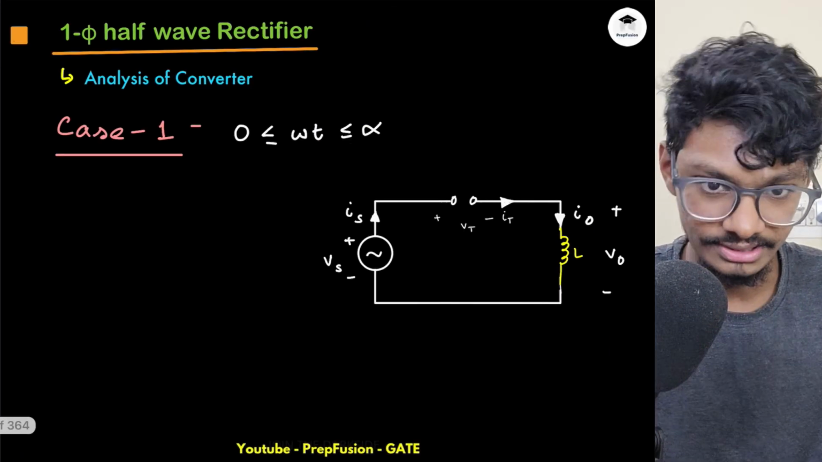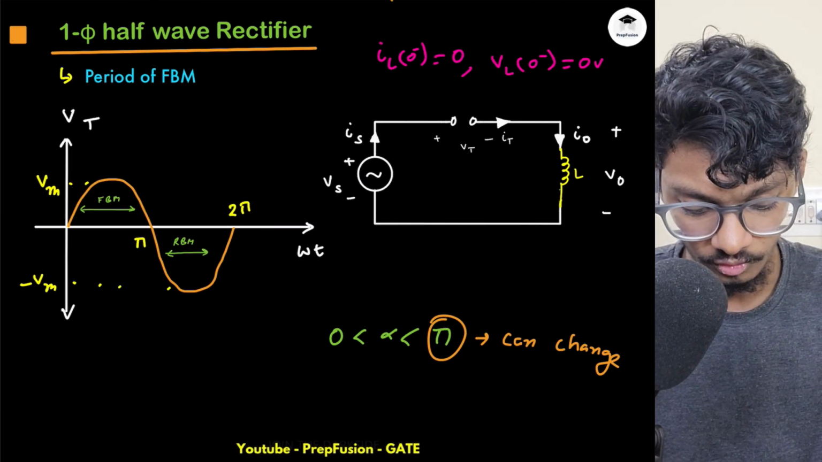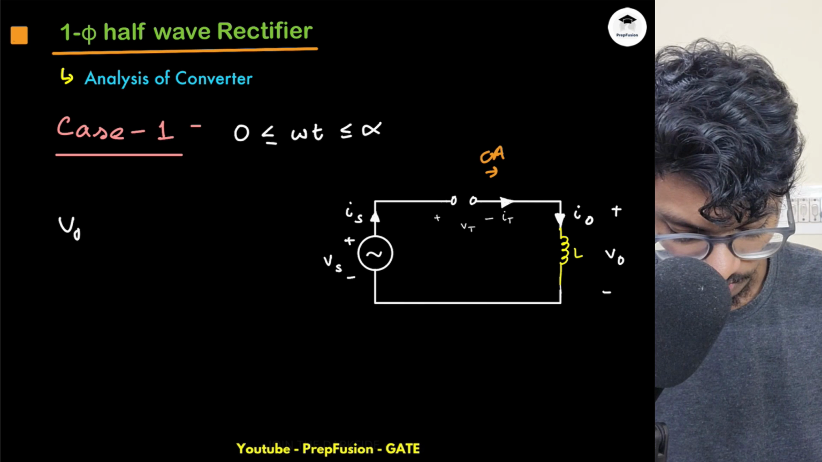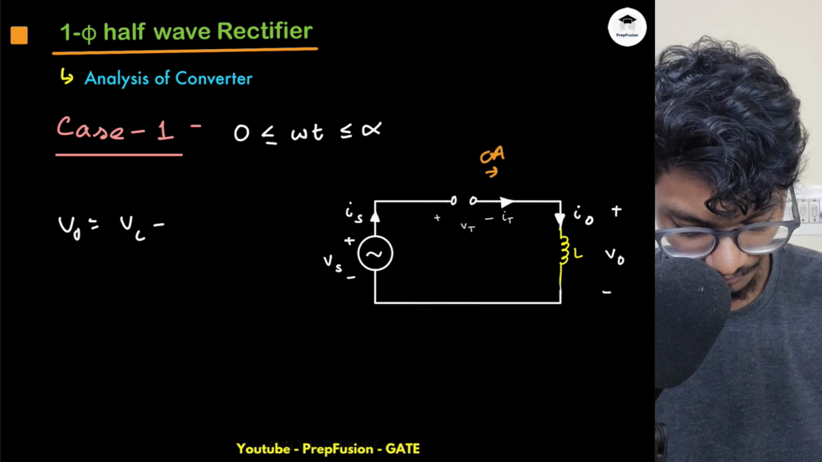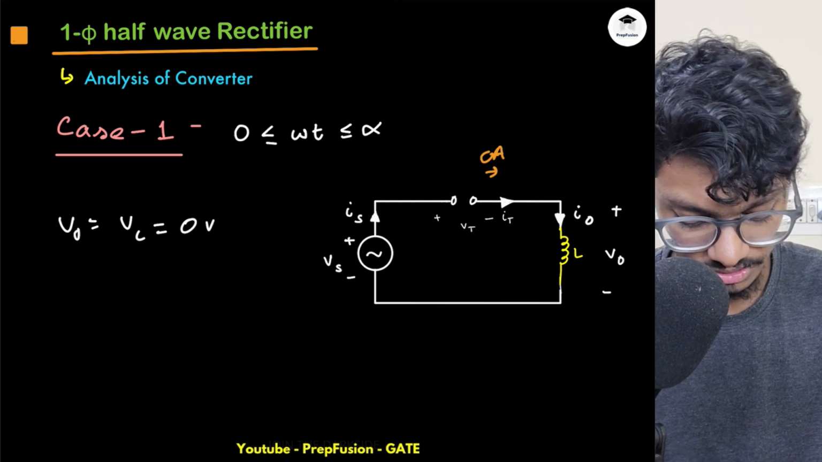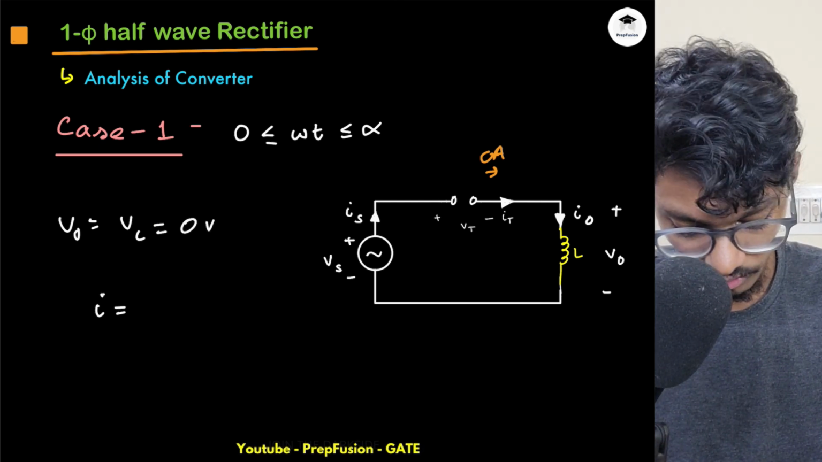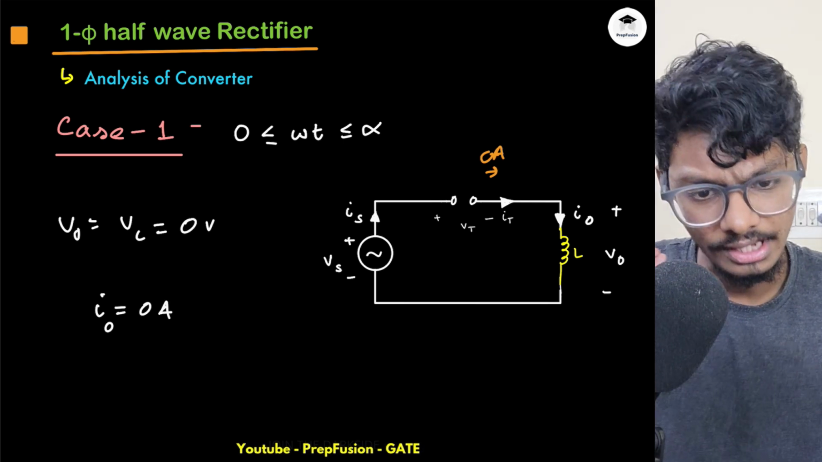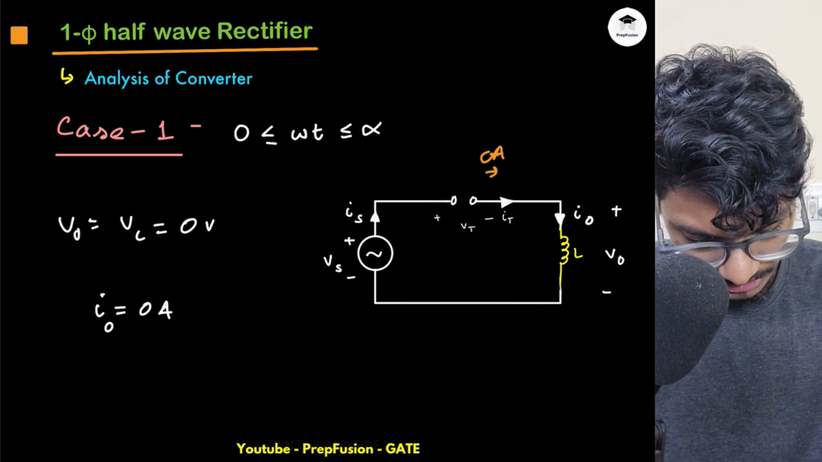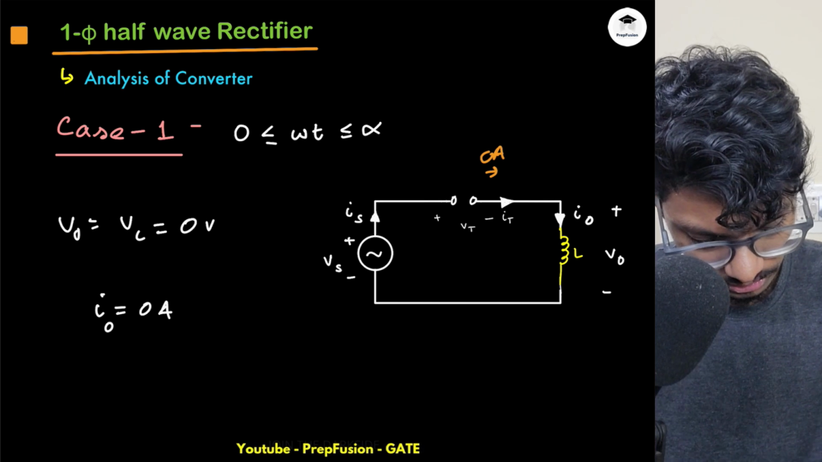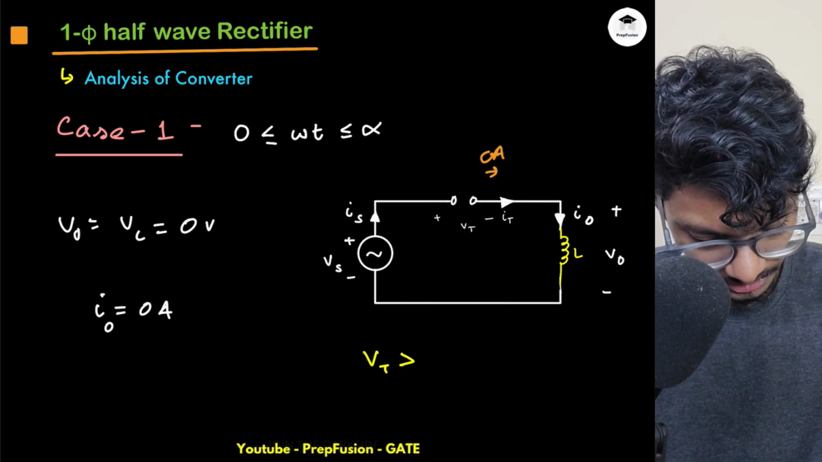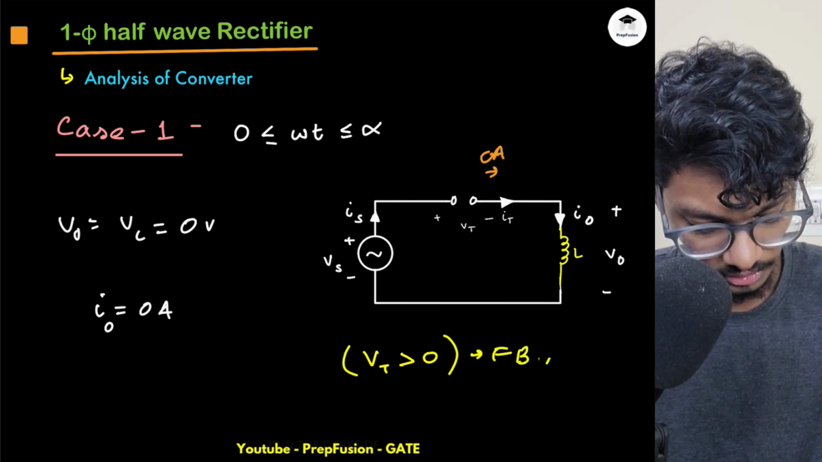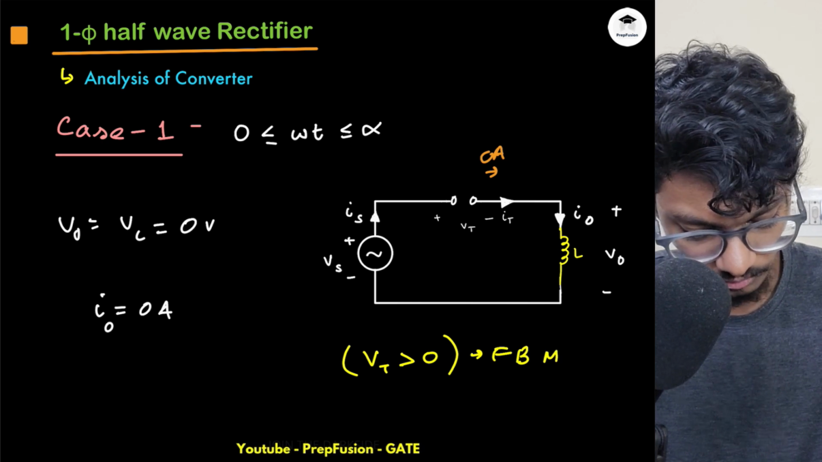So let's start the analysis from 0 to alpha. The same analysis will follow. Basically the SCR will be off, hence the current will be 0, hence my VO will also be 0, which equals VL, since the current is not changing, hence the voltage is 0. And obviously IO is 0 amperes. Simple analysis. Now my VT is greater than 0, hence the SCR will be in forward blocking mode.